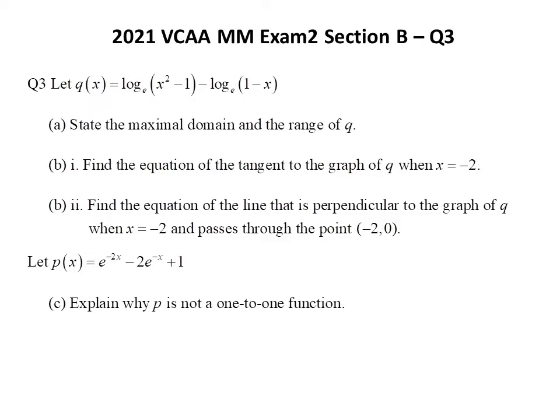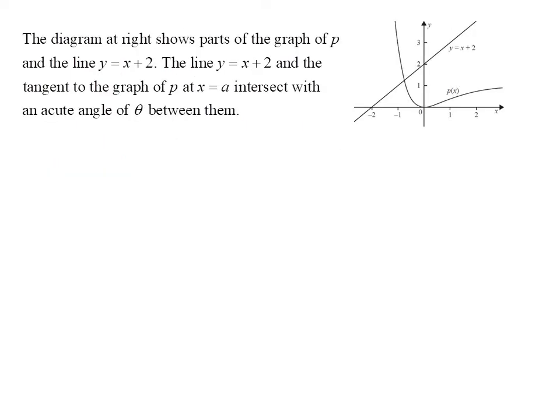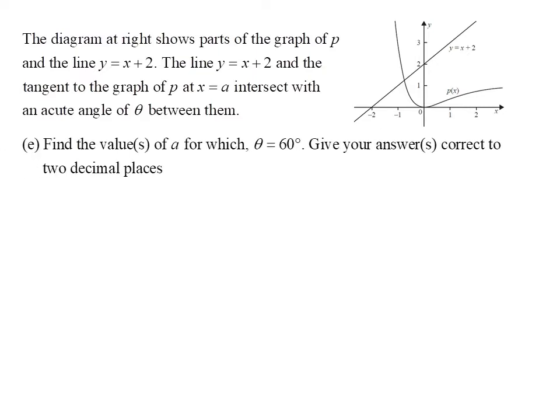Accordingly, part C of this question is to explain why p of x is not a one-to-one function, while part D is to find the gradient of the tangent to the graph of p of x at x equals a. Now the diagram at right shows parts of the graph of p of x and the line y equals x plus 2, as well as the tangent to the graph of p of x at x equals a, which intersects with an acute angle of theta between them. Based on this, part E of this question is to find values of a for which theta equals 60 degrees.